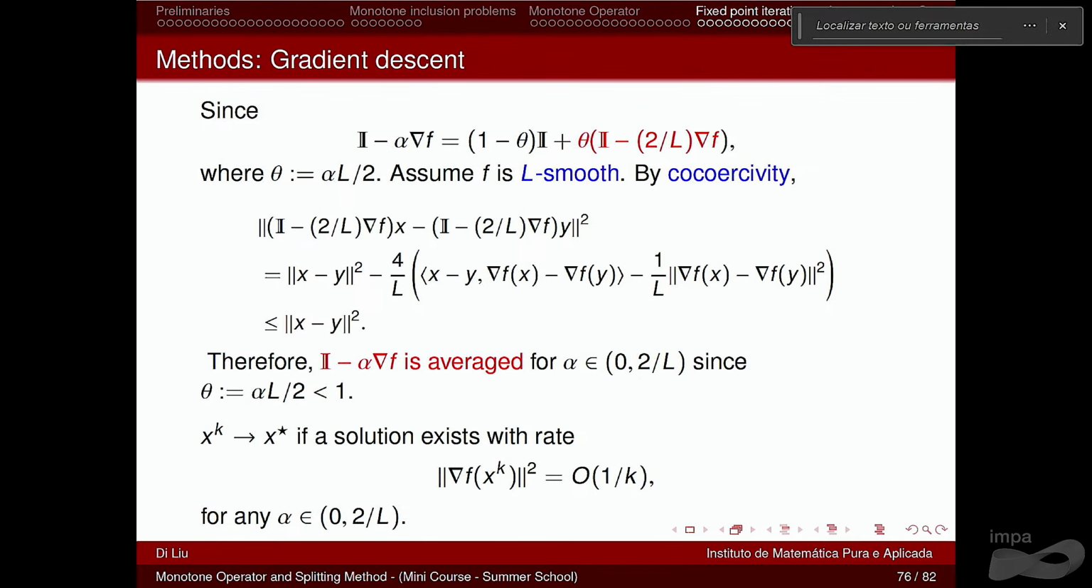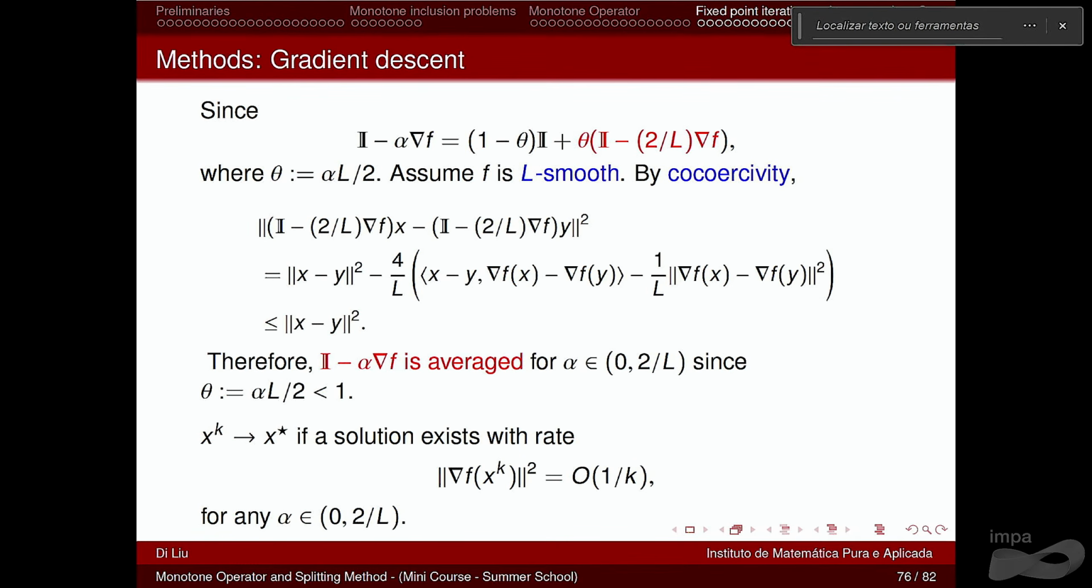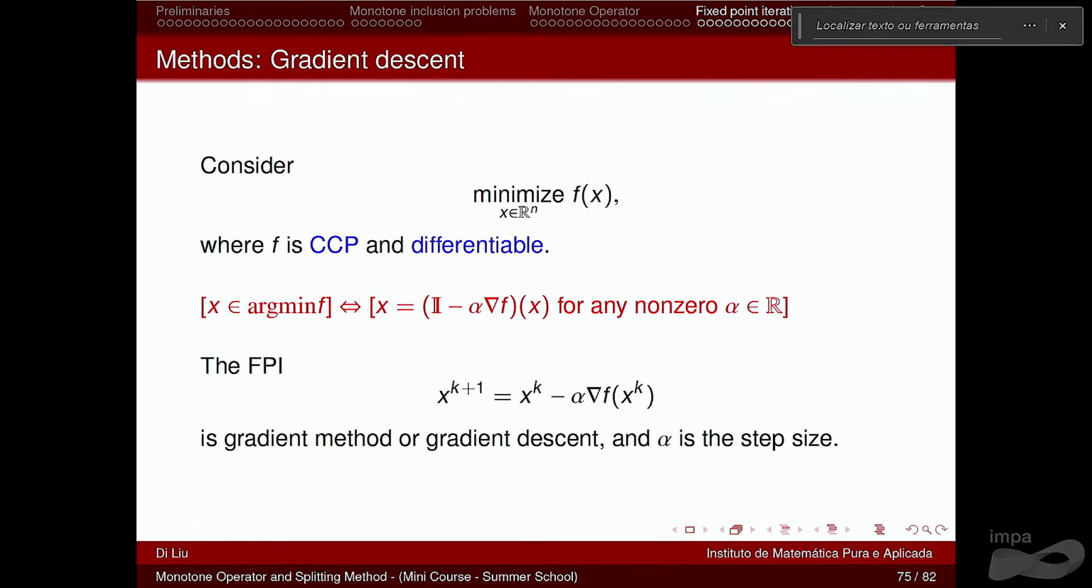In this sense, since it is averaged, we use theorem 1, which we discussed before, so this iteration converges. And let's go back to compare with the assumptions we used before. We just assume that f is L-smooth, but in the previous analysis about the convergence, we can go back.